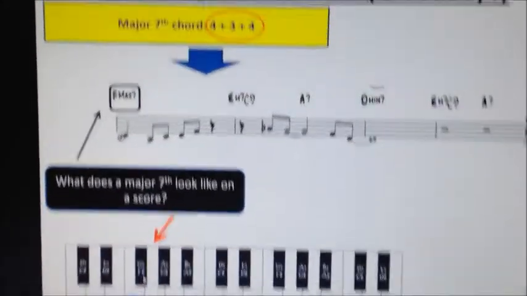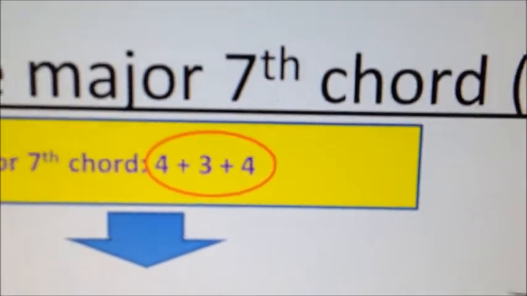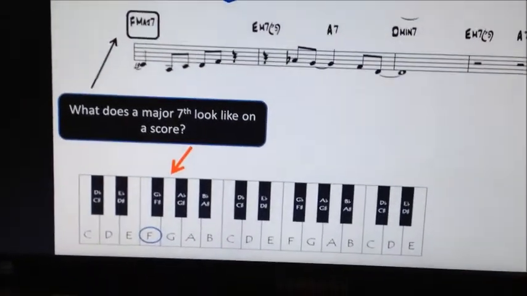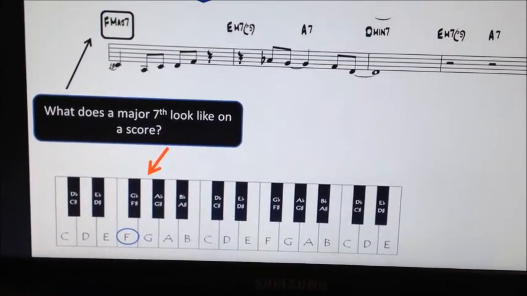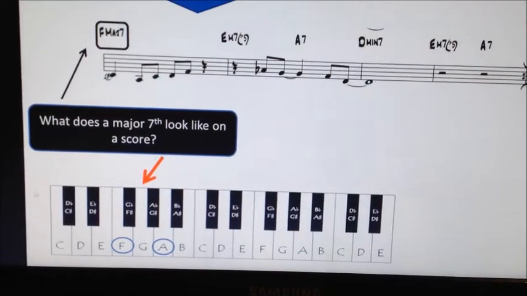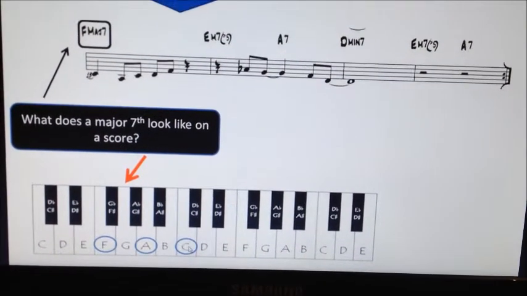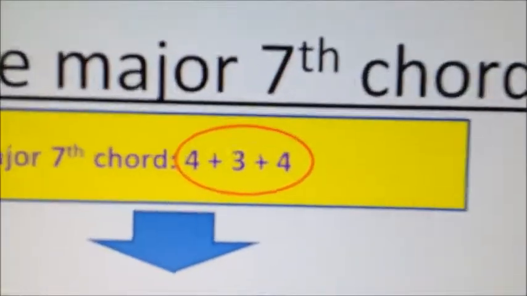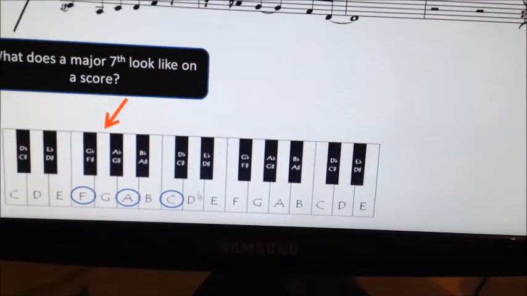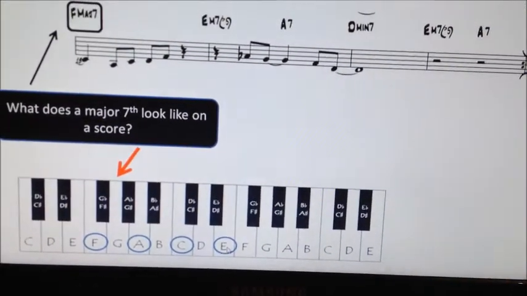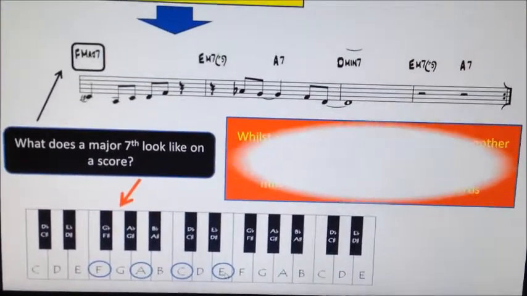Let's have a look at what it would be on the piano. So we're starting with F. Remind ourselves, 4 plus 3 plus 4. F. Okay, what's the second one? 1, 2, 3, 4. A. 1, 2, 3. 4 plus 3. What's the last number? 4 plus 3 plus 4. So from here we need to go 4. 1, 2, 3, 4. Should be an E. And it is an E.